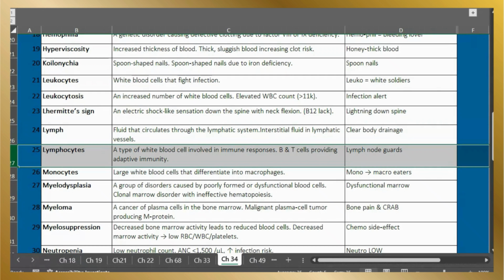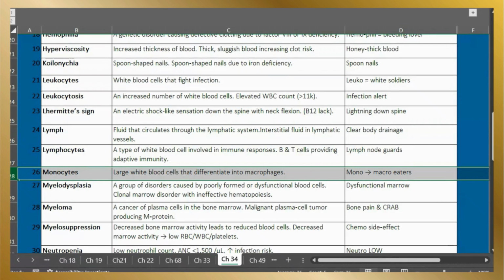Lymphocytes, a type of white blood cell involved in immune response. The B and T cells provide adaptive immunity. So lymph nodes are guards, kind of thing. So B, we know it's antibodies, and T, they are cell-mediated immunity.